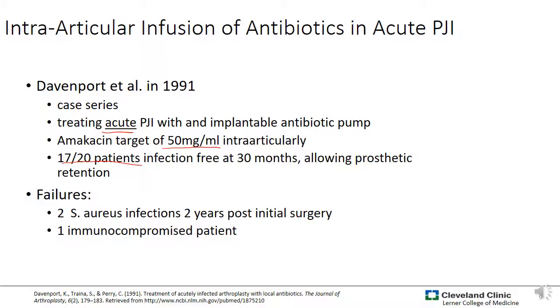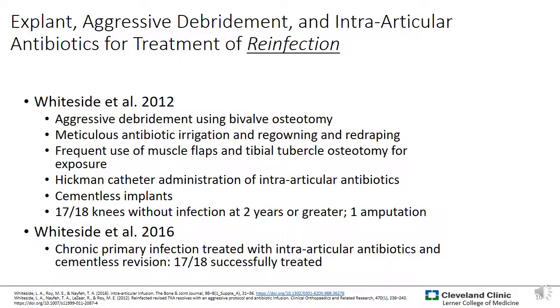Some of the failures that occurred were 2 Staph aureus infections that occurred 2 years post-initial surgery. So these may have been more chronic infections. And they had 1 immunocompromised patient that remained on suppressive therapy. This technique has sort of been modified and used again more recently in combination with the explant and aggressive debridement that we're familiar with.